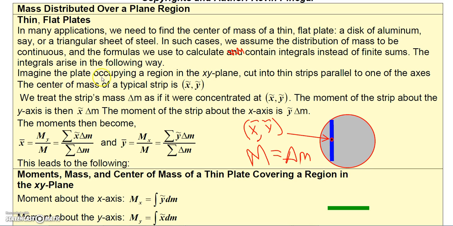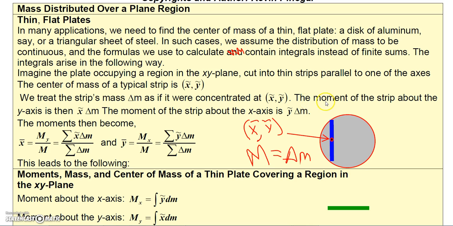So let's imagine a plate occupying a region in the XY plane, kind of like this circular region right here. And let's say we cut it into thin strips parallel to one of the axes. So I've given you one of the strips that's parallel to the y-axis. We'll call the center of mass of a typical strip x tilde, y tilde. For instance, the center of mass of this strip might be right here. And we'll identify the mass of each strip as delta m, which represents the mass of the strip.